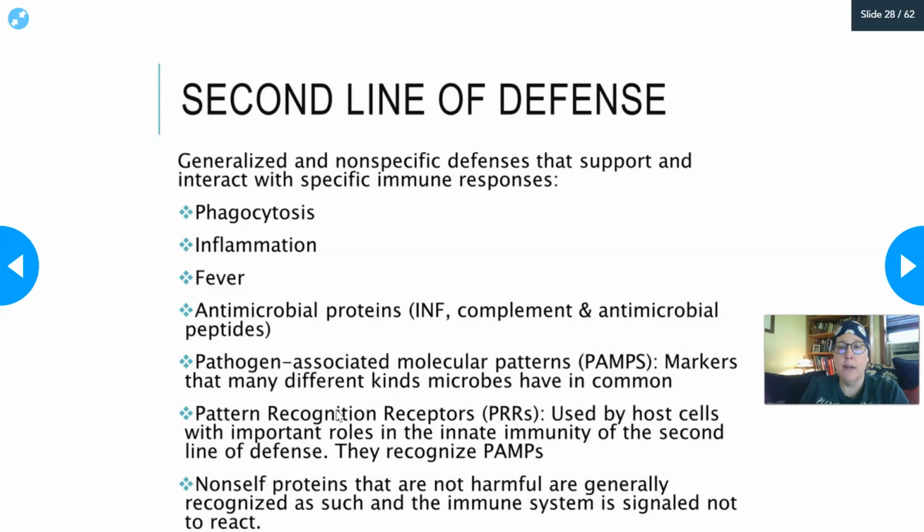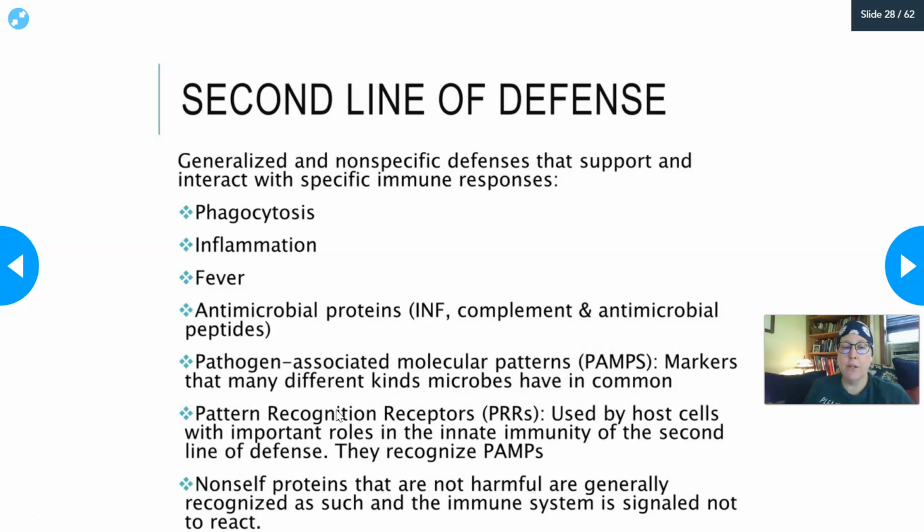Now, your second line of defense is your generalized and non-specific defenses that support and interact with specific immune responses. So, phagocytosis, which we're going to go into in detail in just a second. Inflammation, which is the redness, swelling, and heat that you see around wounds and insect bites. We have fever, which is an increase in body temperature. We have antimicrobial proteins. In those, we have interferon, complement, and antimicrobial peptides.